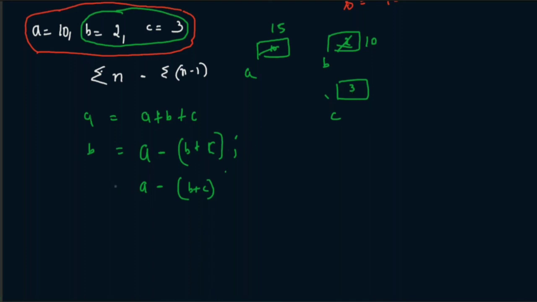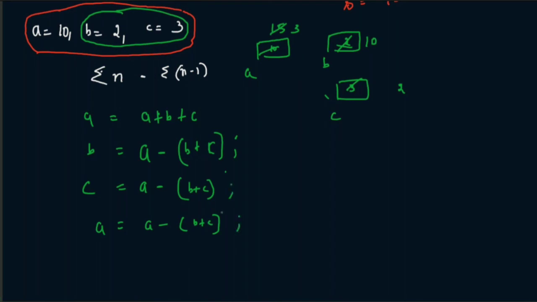15 minus 13 is what? 2, right? 2 becomes what? C. Now c becomes 2. At last, in the same line I'll write a minus b plus c, right? B plus c, what is this? 10 plus 2, it is nothing but 12, right? 15 minus 12 is nothing but 3. That 3 I'll be saving to a. So I'll go here and a will become what? Instead of 15, it will become 3. So this is how I'll swap it.